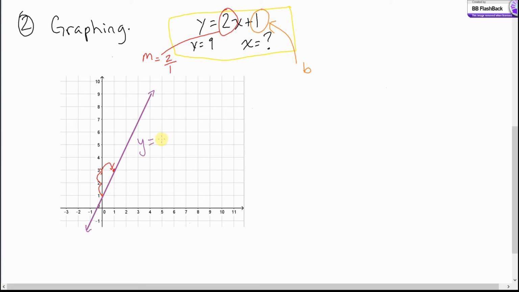y is equal to 2x plus 1. And the question is, when y is equal to 9, what is the x value? So, when y is equal to 9, right here, x is equal to 4. That's great. That's what we found with the table of values. So we really should get the same answer again.